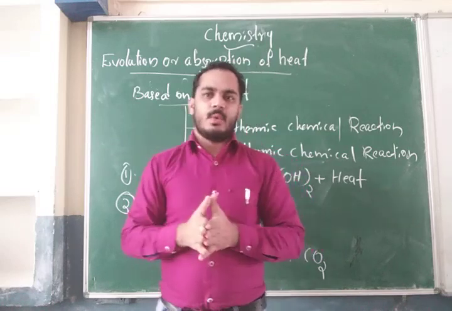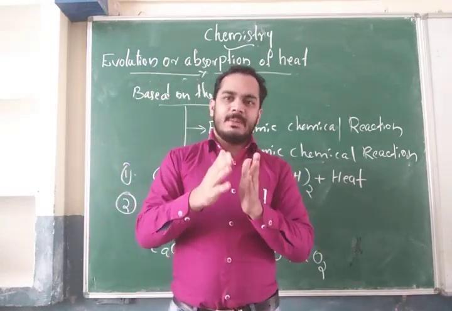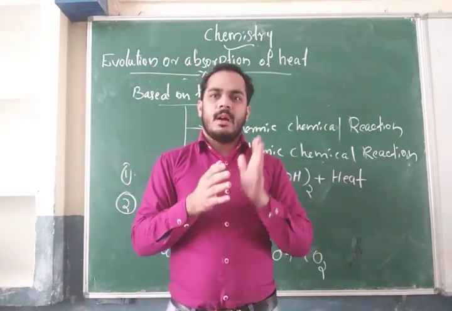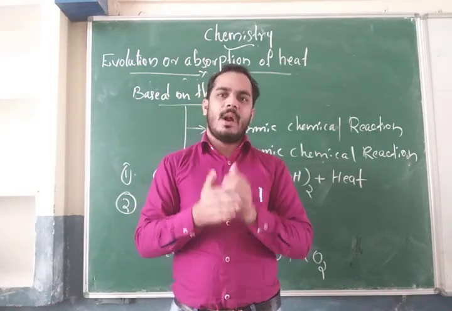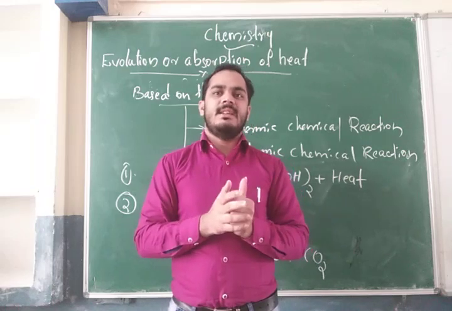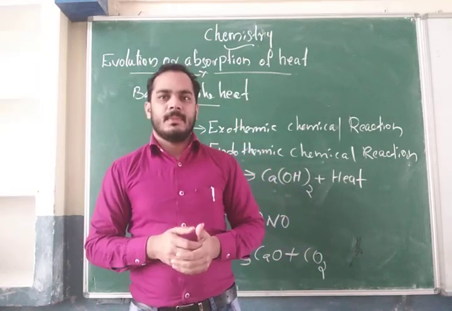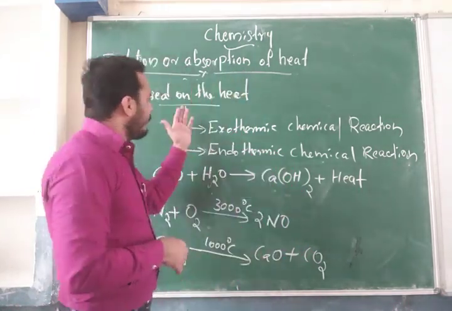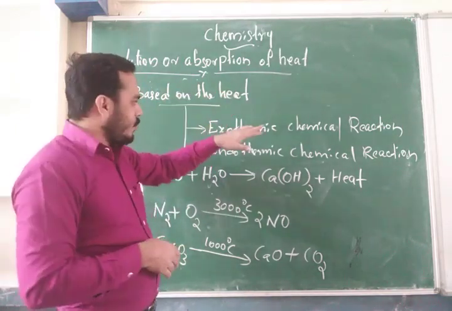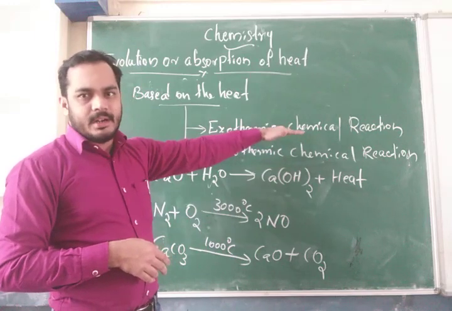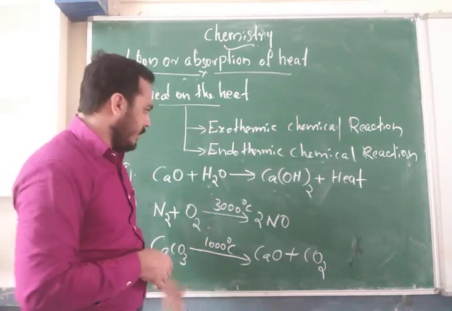I will explain that one. How the energy is produced during the exothermic reaction, how it is absorbed, what is the reason for absorption, what is the result of absorbing the heat energy, I will explain to you. Listen carefully. The first one, based on the heat, the chemical reaction is classified into two. The first one, exothermic chemical reaction, means exothermic reaction.